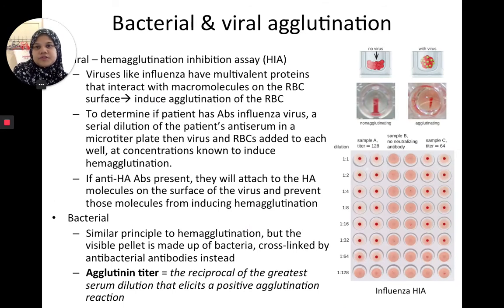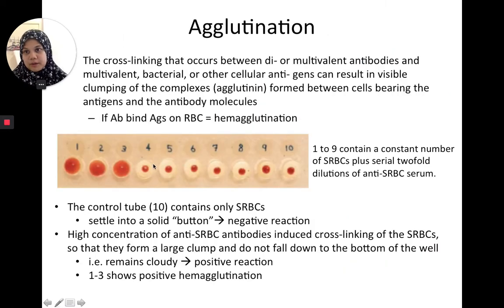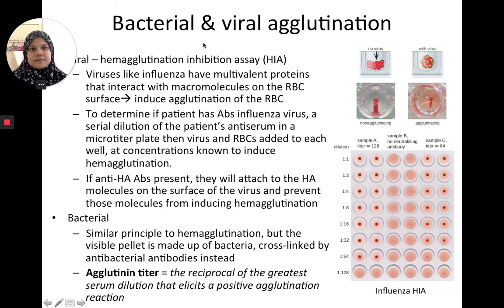So you can also do this with bacterial and viral antigens. So just now, in this one, the antigens are on the red blood cells, yeah? So this one's, let's say, bacterial or viral antigens. So they also have certain multivalent proteins that can react with the RBCs. And so if you want to see if a patient has antibodies to influenza virus, you add a serial dilution of the patient's anti-serum, and then virus, and then the RBCs.